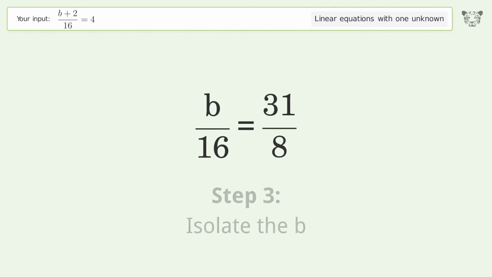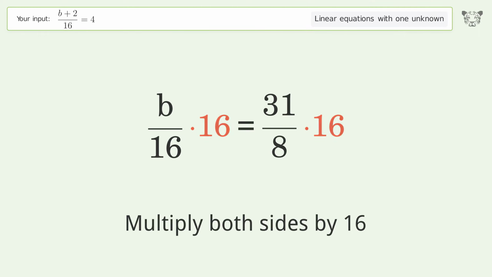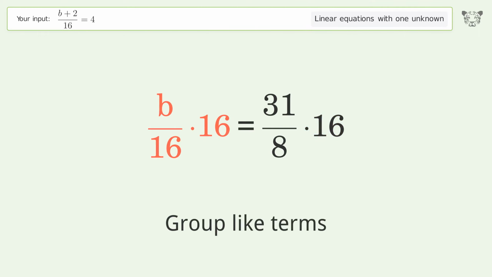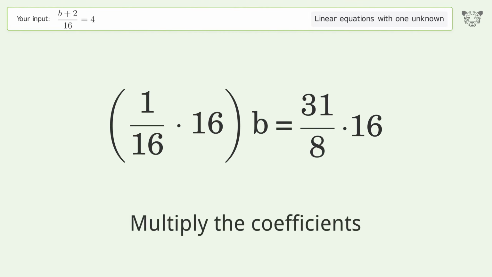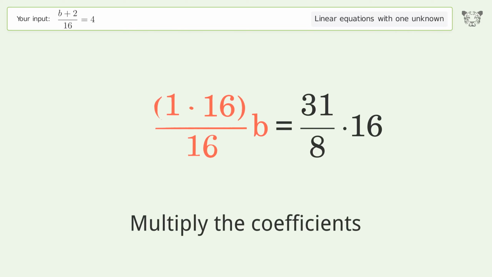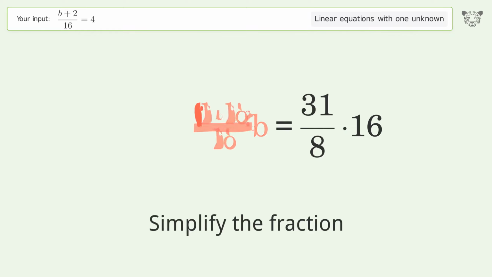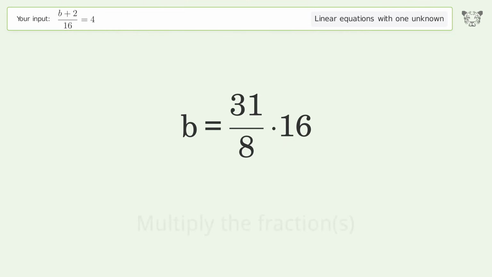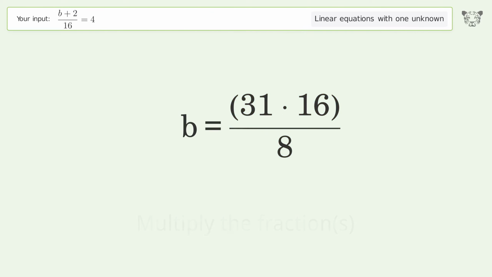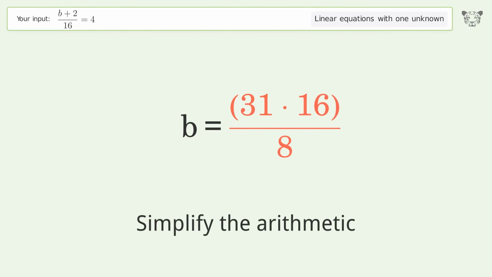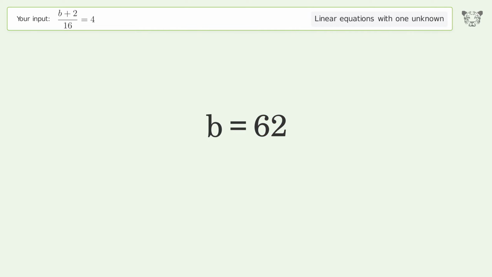Isolate the b. Multiply both sides by 16. Group like terms. Multiply the coefficients. Simplify the fraction. Multiply the fractions. Simplify the arithmetic. And so the final result is b equals 62.